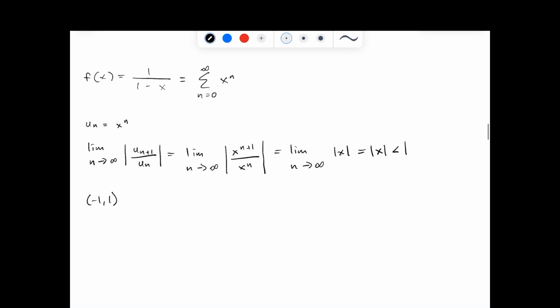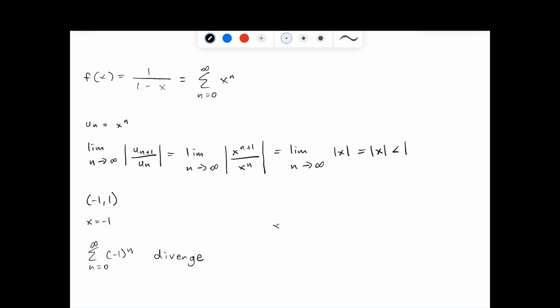Now, as for the values at the border, we can directly plug those in. So if x equals -1, then our sum becomes the sum from n equals 0 to infinity of (-1)^n, and we know that will diverge, because you're going to get +1 for even values of n, and -1 for odd values, and it's going to just jump back and forth, back and forth, never coming to rest at any particular point.